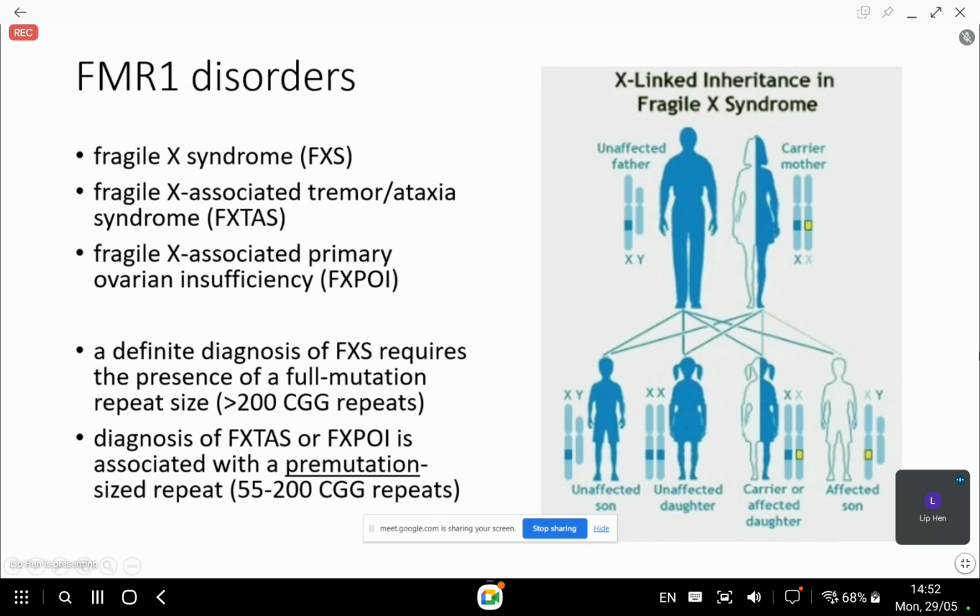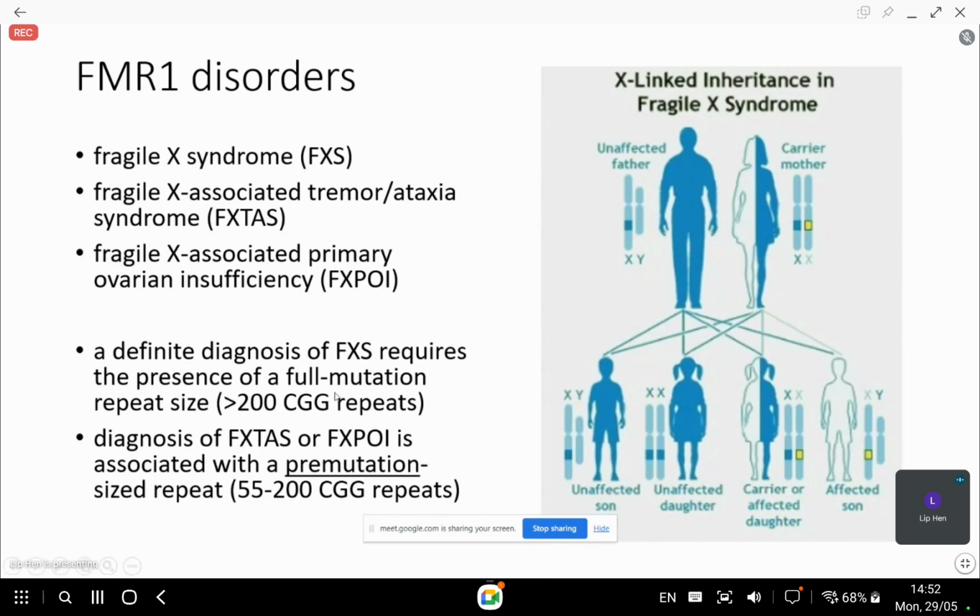In this condition, because this is X-linked inheritance, it is important to check the mom to see whether she is a carrier or not. If the mom is a carrier, then each time she's pregnant with a boy, 50% is unaffected, 50% is affected. If she's pregnant with a girl, then 50% unaffected, and 50% most of the time will be a carrier, or sometimes mildly affected or as severely affected as a boy with Fragile X syndrome.